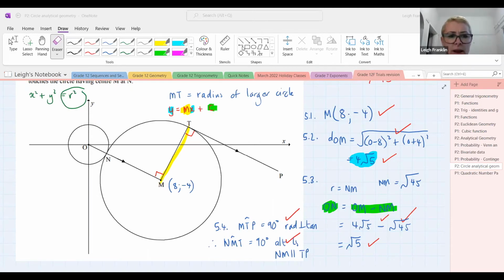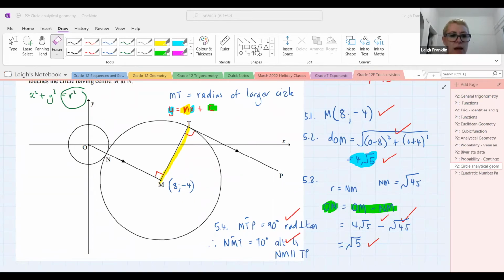Okay, what does Pilo say? All right, gradient of NM is equal to gradient of, hang on a second, of MT. Are you sure about that? Are you sure the gradient of NM and the gradient of MT are going to be equal? Don't say sorry. You guys are trying, and that's the most important thing.